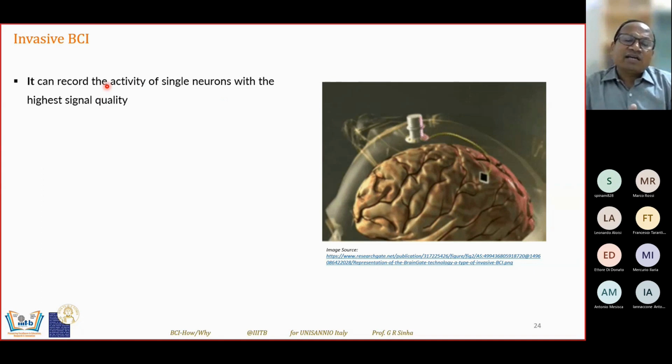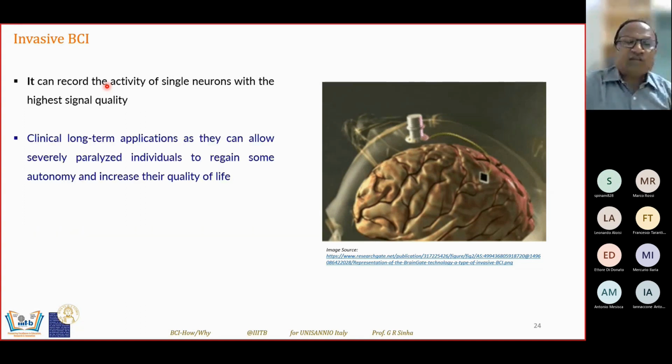And from that group, you can get the signal quality. Since it is a direct interface, you are getting a good quality of signal, and an accurate signal, because the signal is strong and of good quality. There is no loss.